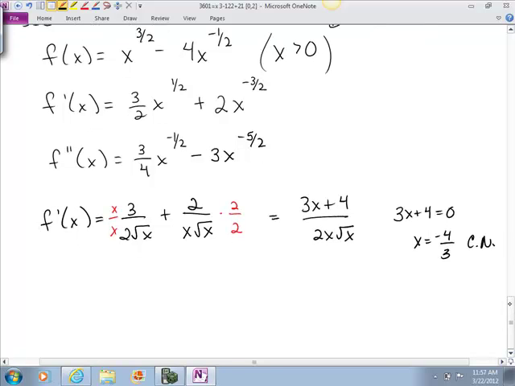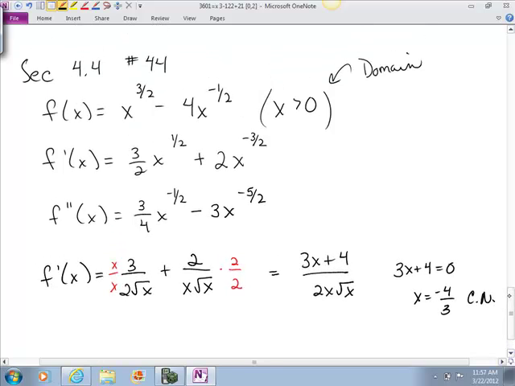But actually, this makes me note something right away here. This is a critical number, but the domain is for x's greater than 0, so this is not in the domain.